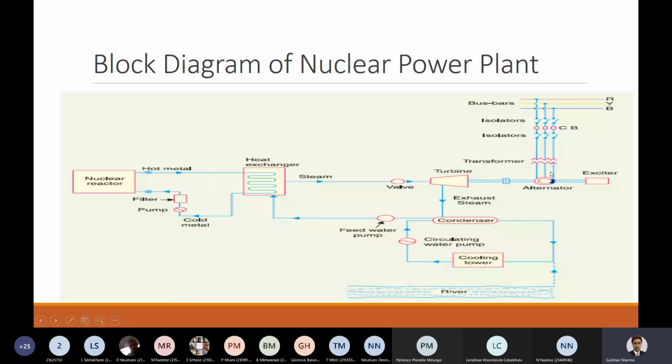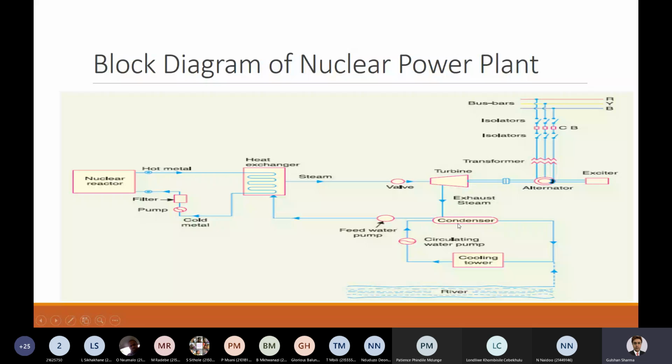The power which is generated is stepped up with the help of three-phase transformers. Then we have isolators, circuit breakers, and then finally the power is fed to the grid. After that, you can see that at the output of the turbine there is an exhaust stream, so it needs to be condensed.